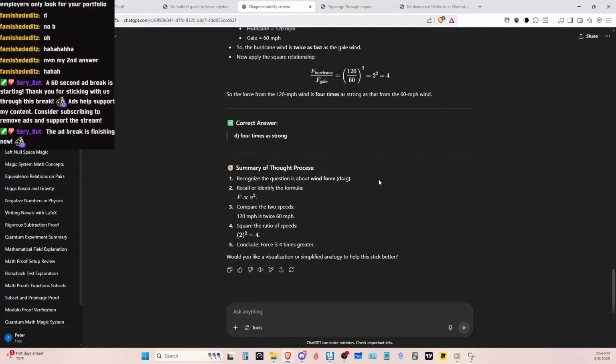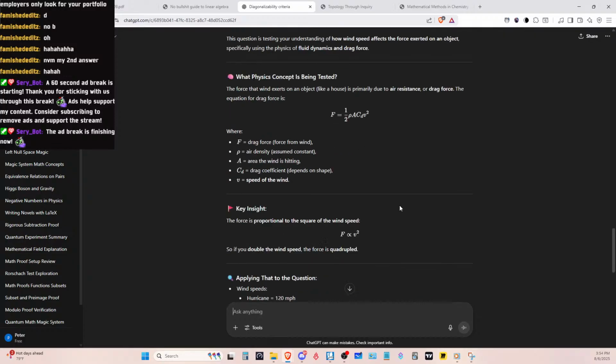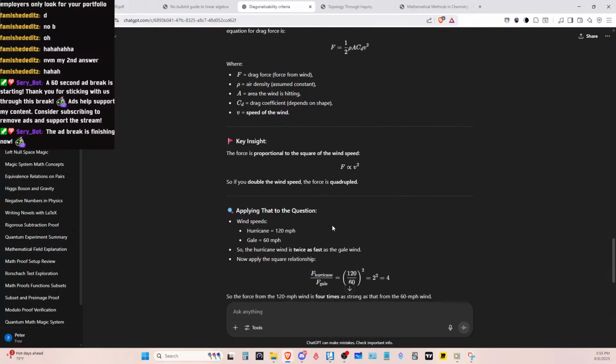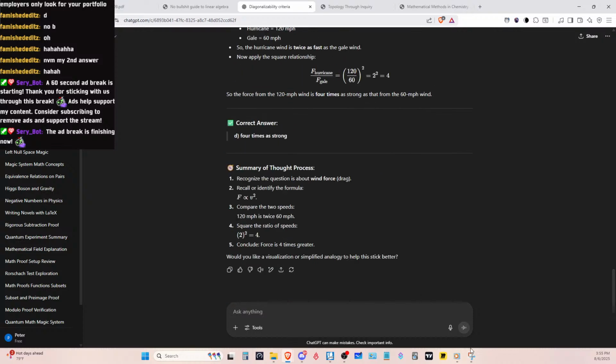Recognize the question is about wind force drag. Recall the formula. Okay, it's a question that involves something I'm not too familiar with, which is good because it allows me to learn a little bit more to figure out what the solution is. So when it comes to wind and drag, I have to think about this relationship: it's proportional to the square of the speed. Interesting.